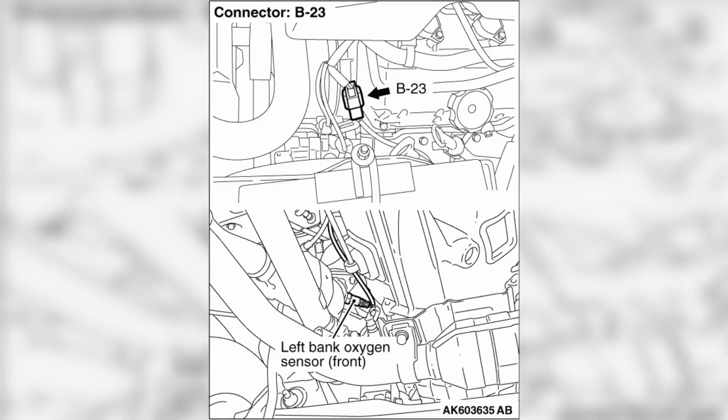What are the common symptoms of code P0151? If you read the P0151 code on your OBD scanner, you're likely to experience these symptoms: a check engine light on, abnormally high fuel consumption, and engine performance problems, such as irregular running and poor acceleration.